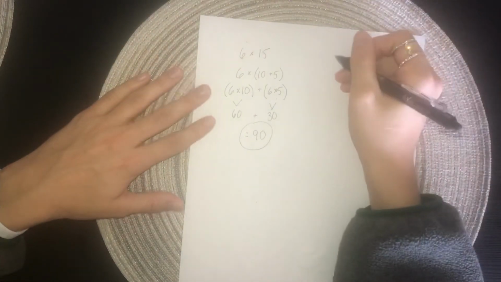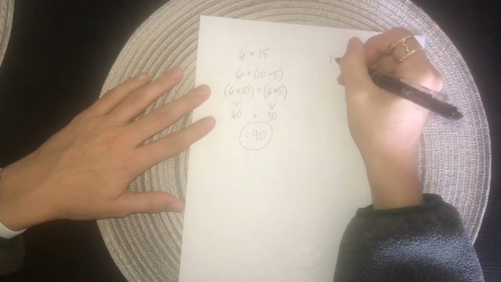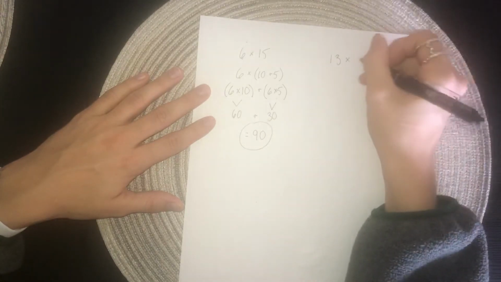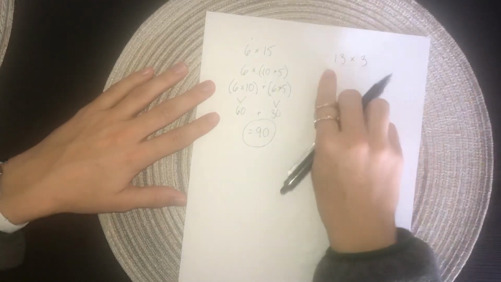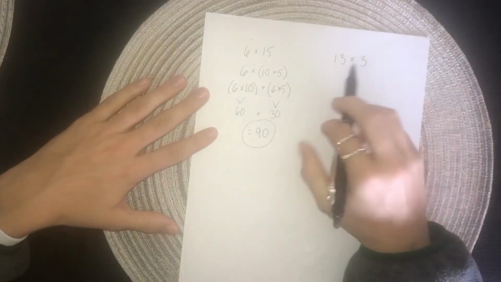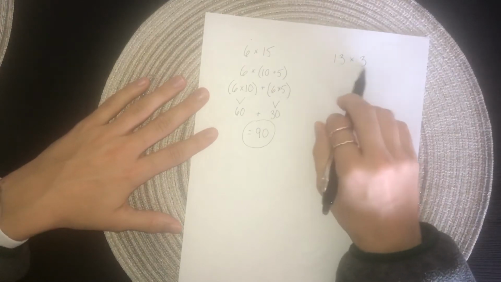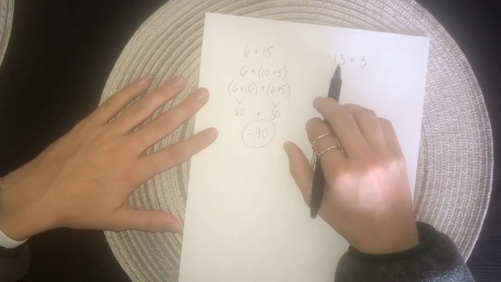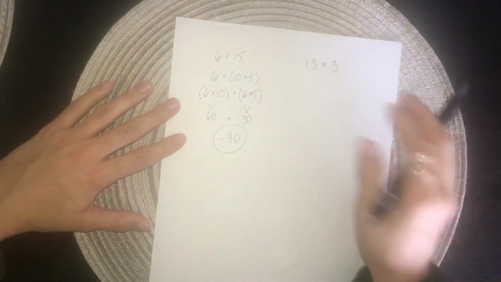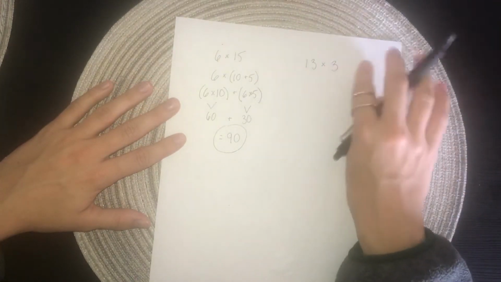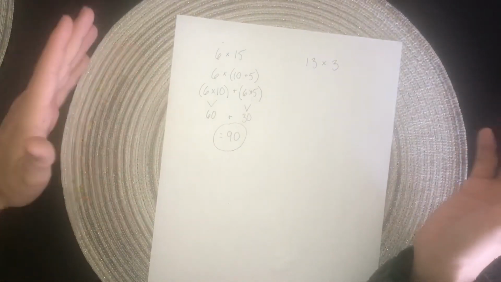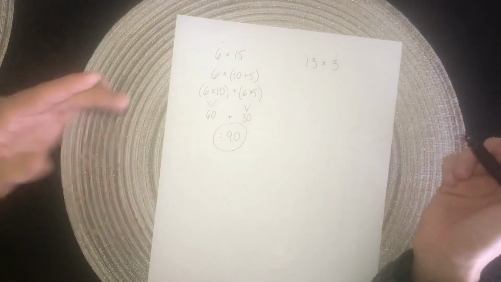Let's do one more example here. How about 13 times 3? And so I put the 13 first because sometimes it'll just be written as 13 times 3. So you get to choose which number you want to break up. It doesn't always have to be the larger number, but really that's going to be the one that'll help you the most, because we can multiply 3 by a lot of things and that's fine, but 13 is a really high number. So I'm going to choose to break that into 10 and 3.